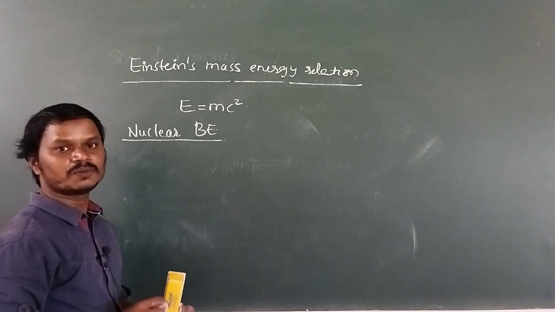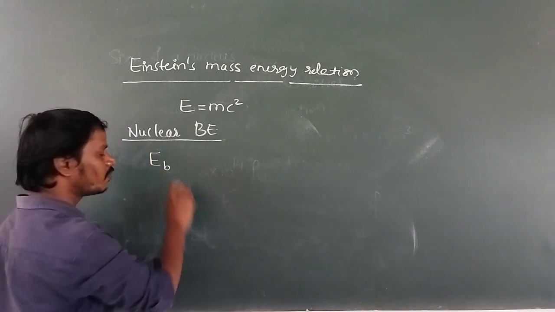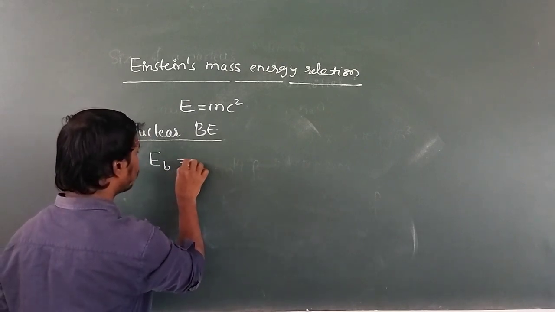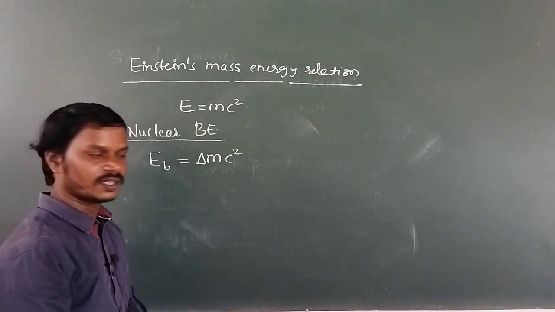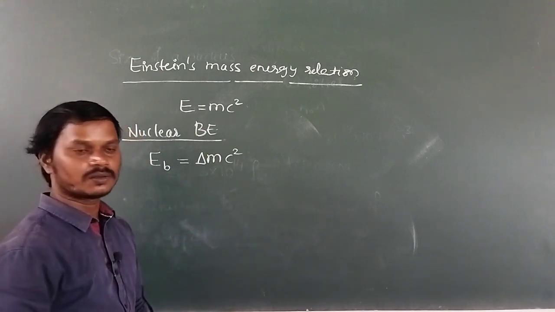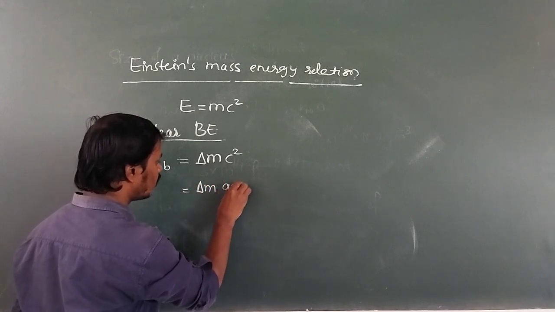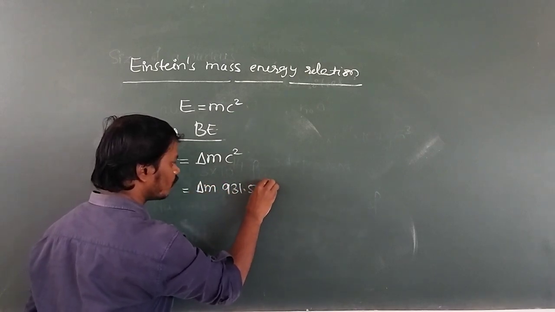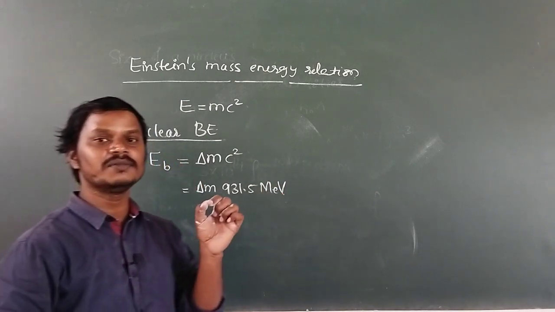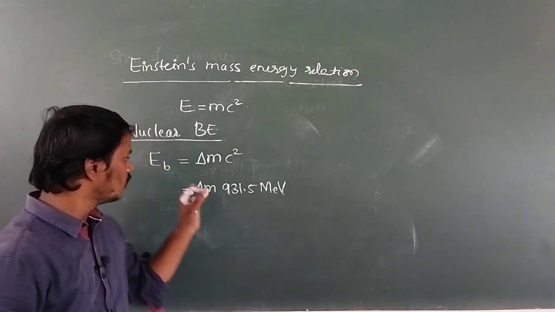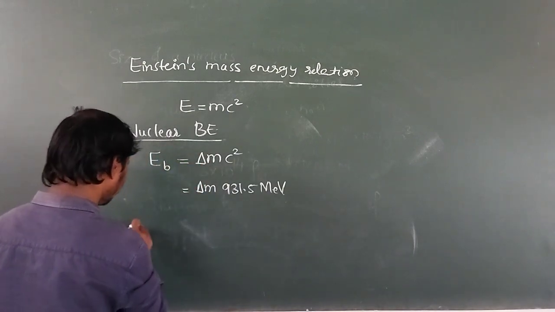Now, what is the expression for nuclear binding energy? Nuclear binding energy can be represented by EB. Then EB is equal to delta M into c square. In terms of electron volt, we get delta M into 931.5 mega electron volt. See here, what is delta M? Delta M is nothing but the mass defect. This mass defect can be converted into energy.